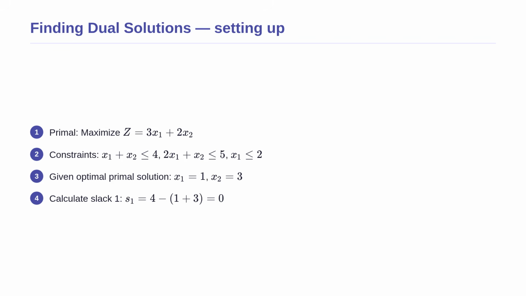Before we prove the theorem, let us see it in action with a concrete example. We are given a standard primal problem where the goal is to maximize profit subject to 3 resource constraints. We are also given the optimal primal solution where x1 is 1 and x2 is 3. We are asked to find the optimal dual variables without solving the dual problem from scratch. We start our approach by calculating the slack for the first constraint. By plugging in the optimal values, we find the slack is exactly zero.